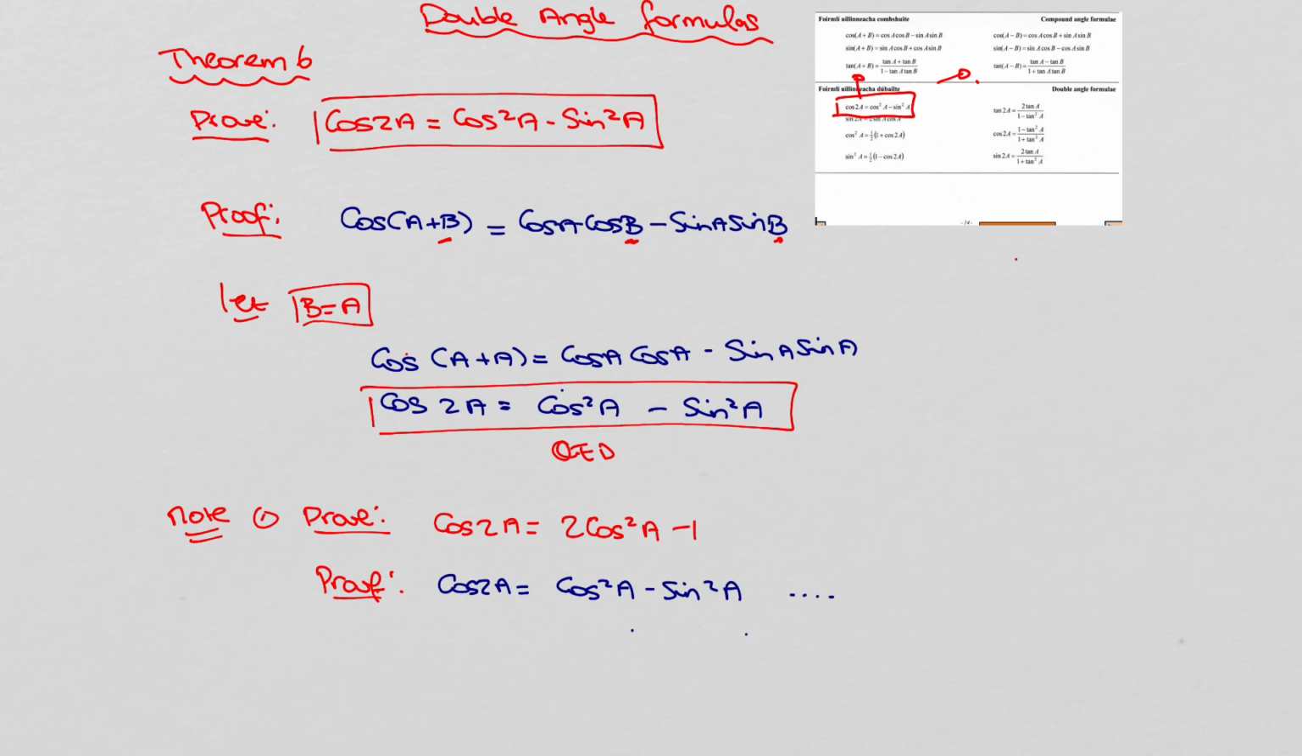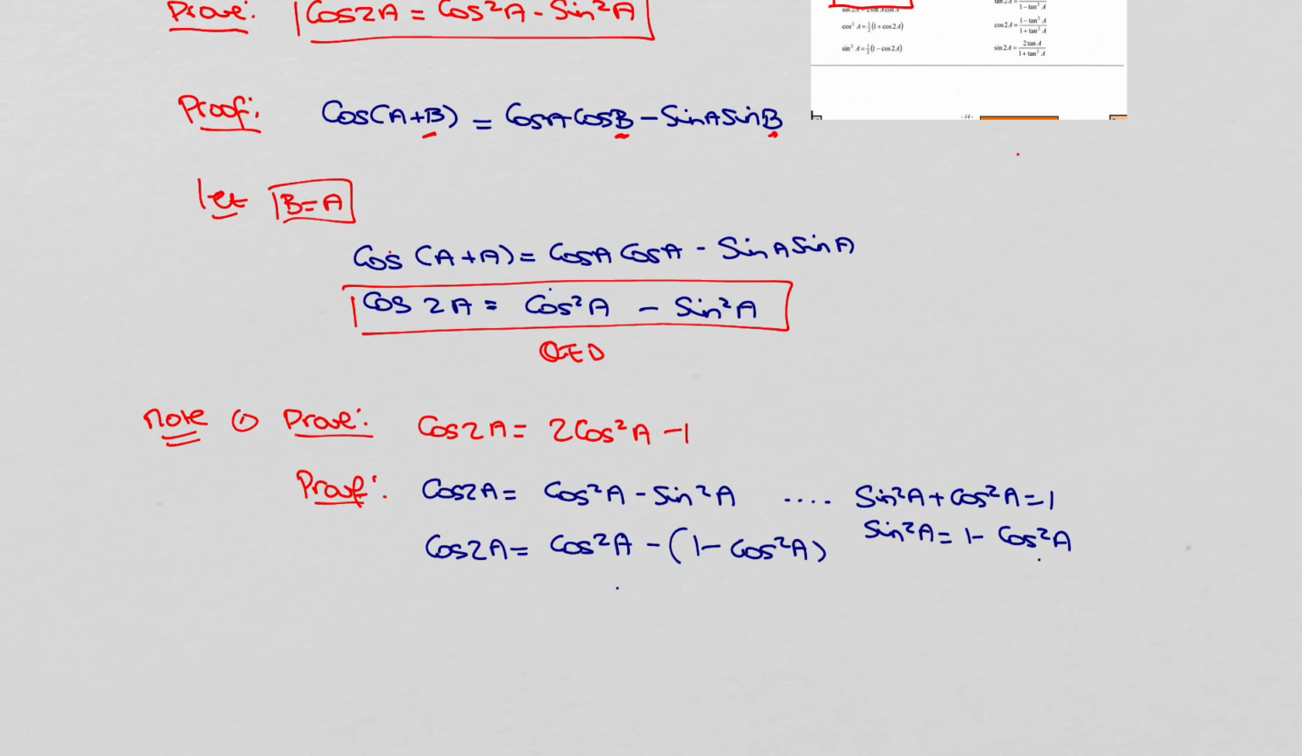I don't want sine squared in my answer, but I know that sine squared a plus cos squared a is equal to 1. Therefore, I can say sine squared a is equal to 1 minus cos squared a. So that means wherever there's a sine squared a, I put it in brackets, 1 minus cos squared a. And then I get rid of the brackets. And that's cos squared a minus 1 plus cos squared a is equal to 2 cos squared a minus 1.